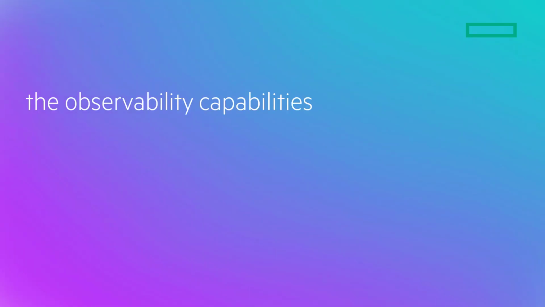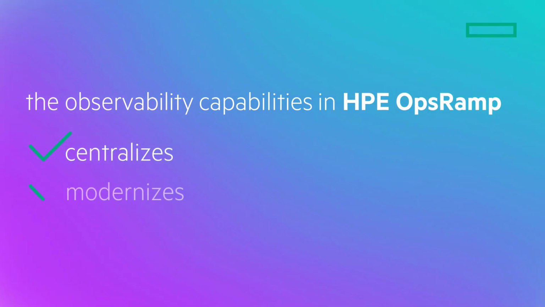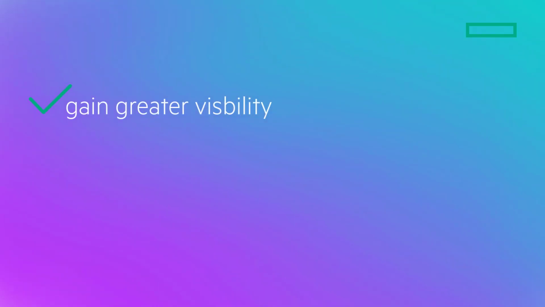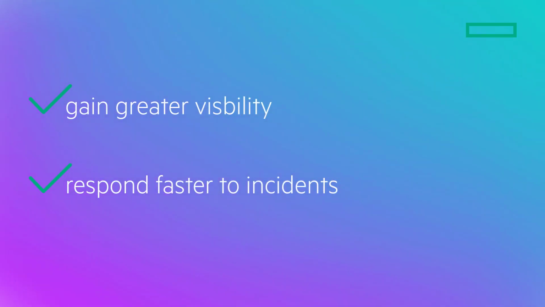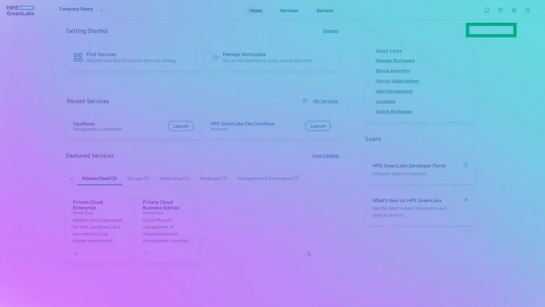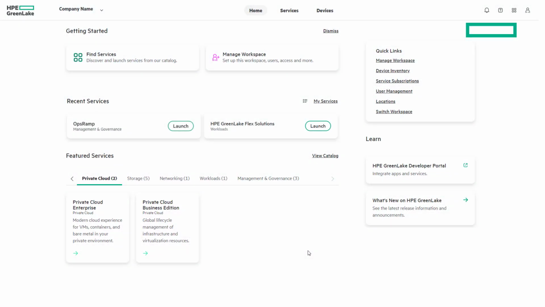The observability capabilities in HPE OpsRamp centralize and modernize IT operations so users can gain greater visibility and respond faster to incidents across their hybrid infrastructure ecosystem. Users can auto-discover and monitor all IT resources anywhere across on-prem, hybrid clouds, and multi-clouds from a single source. This short demo will walk users through the simplicity of discovering and onboarding compute resources with OpsRamp.